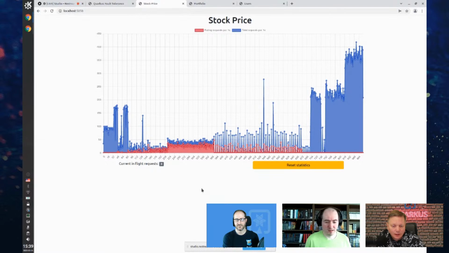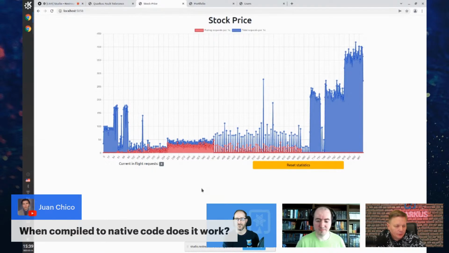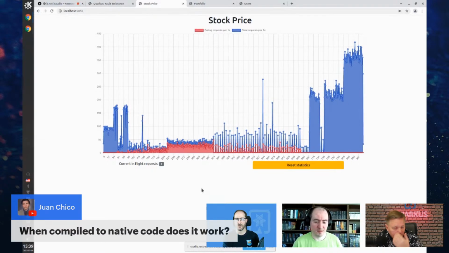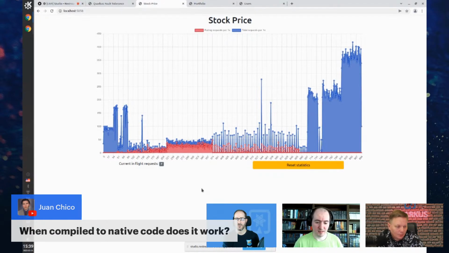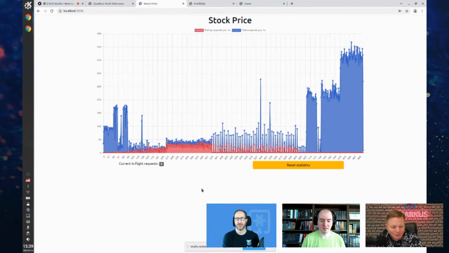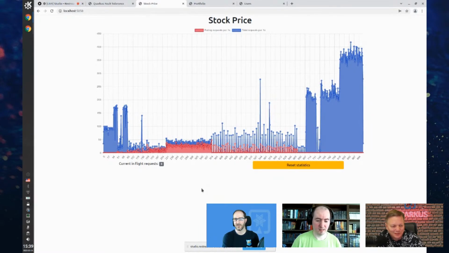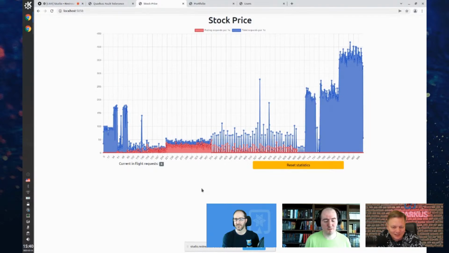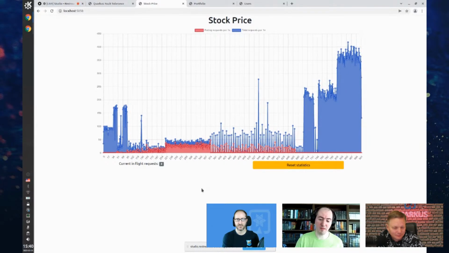Yes. Right. But we got a question from Yuan. When this runs in native mode, when compiled to native, does all this work? Yes. If we ever do anything on Quarkus Insight that doesn't work in native, we will say so, but otherwise assume it will work in native. If anything of this doesn't work in native, that's a bug.